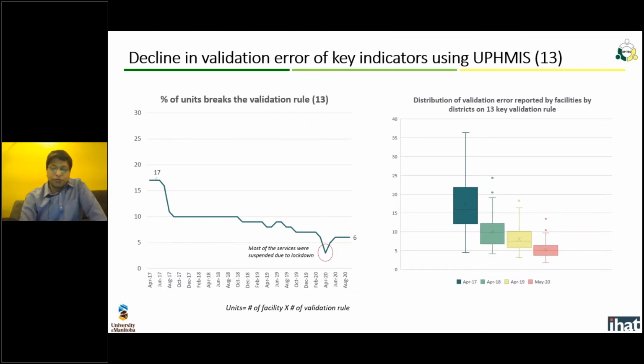UPHMIS also gives you an opportunity to check the data before it is finally uploaded to the server, and we measure this through validation errors. Over a period of time, we have seen a consistent decline in validation error breaks. That means the platform, set up as a validation committee platform, was successfully able to make the data more consistent, or more internally coherent.